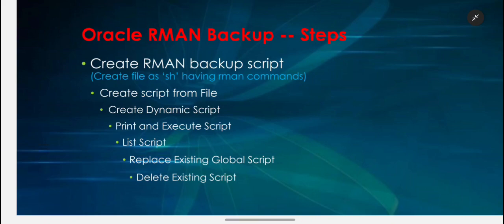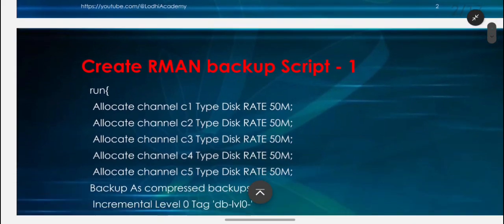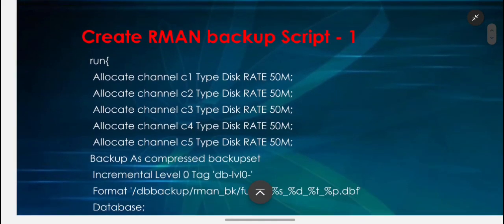Then create a file as .sh having RMAN commands. Sh, why? Because this is Linux, or you can create a batch file or exe file as you like in Windows. Then create a script from the file, create a dynamic script, create, print and execute the script, list the script, replace an existing global script or delete an existing script. So we will start. First we create the RMAN backup.